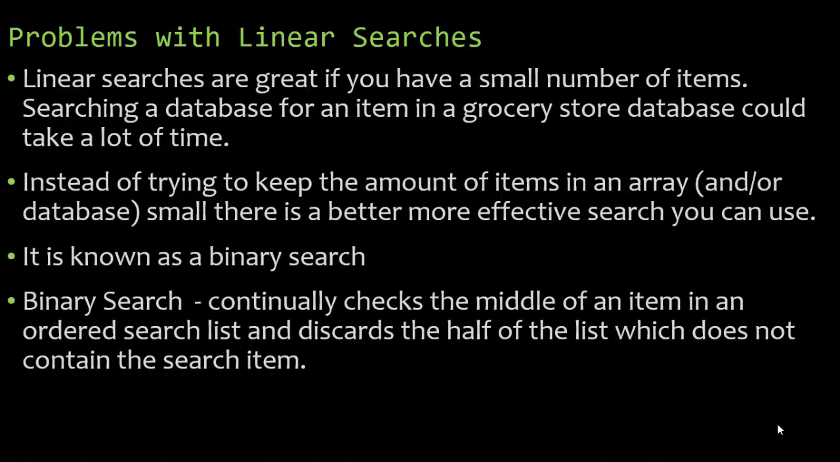A binary search will continually check the middle item in an ordered search list and discard the half of the list which does not contain the search item. Now, you may be saying, I don't know what that means. That's why I'm watching a video. So here's what it means.